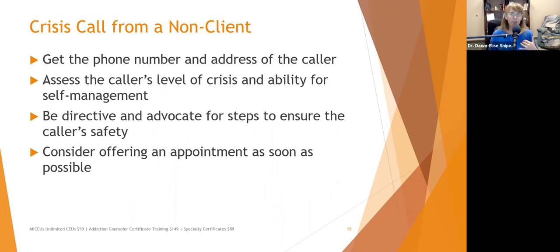Generally, if they're in crisis and they're calling you, they may need to get to some higher level of care sooner. But sometimes you have a client call and they're extremely distraught. They're not suicidal. So you want to assess, are they safe? And what can they do to stay safe? And when could you possibly get them in for an emergency appointment?